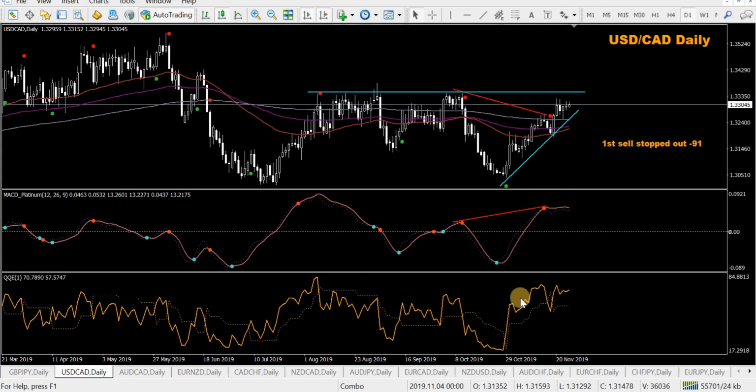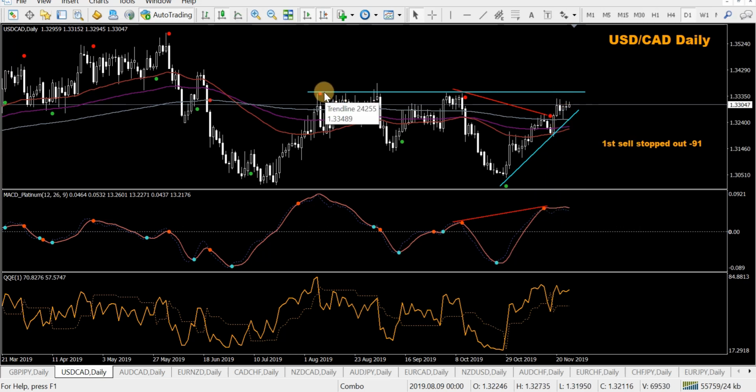USD CAD. Now you can see I've got the QMP filter on. I don't need it on the chart. I'm just curious about this trend line I've drawn up here, this blue trend line. I want to see, because there's still a red dot on the QMP filter, so that sell signal is still valid. So if I've got a break of that trend line to the downside, then I could take a second sell. My first sell was stopped out. You can see minus 91. So I took a loss, and now I'm looking for a potential second sell. Or if I do get a buy signal, it wouldn't be valid because the MACD platinum's above the zero level.